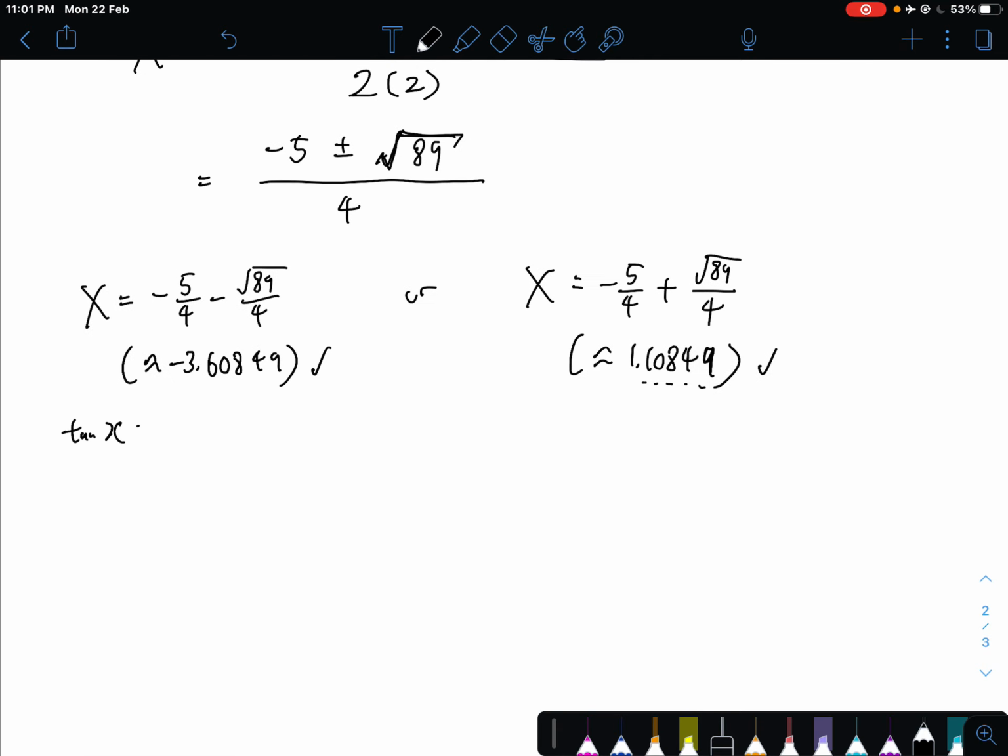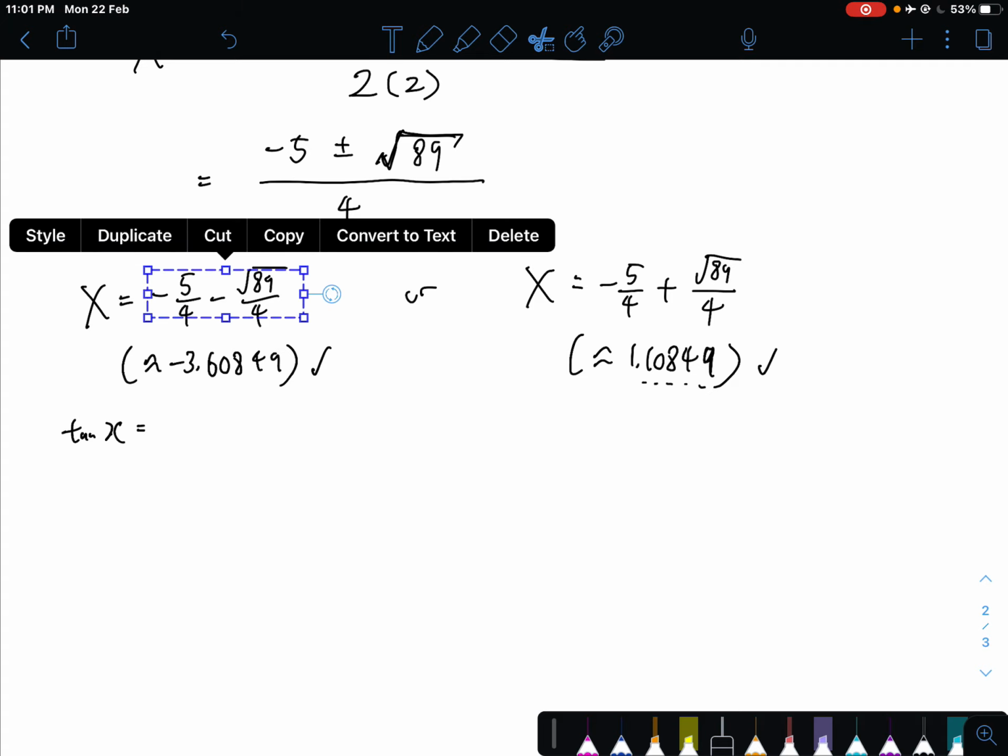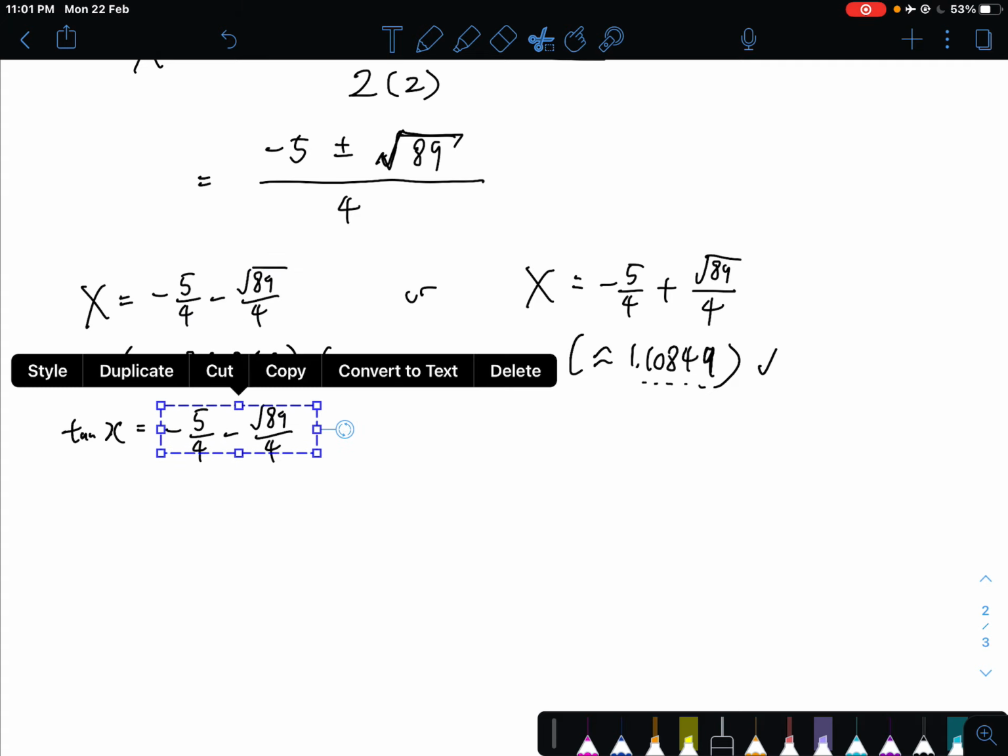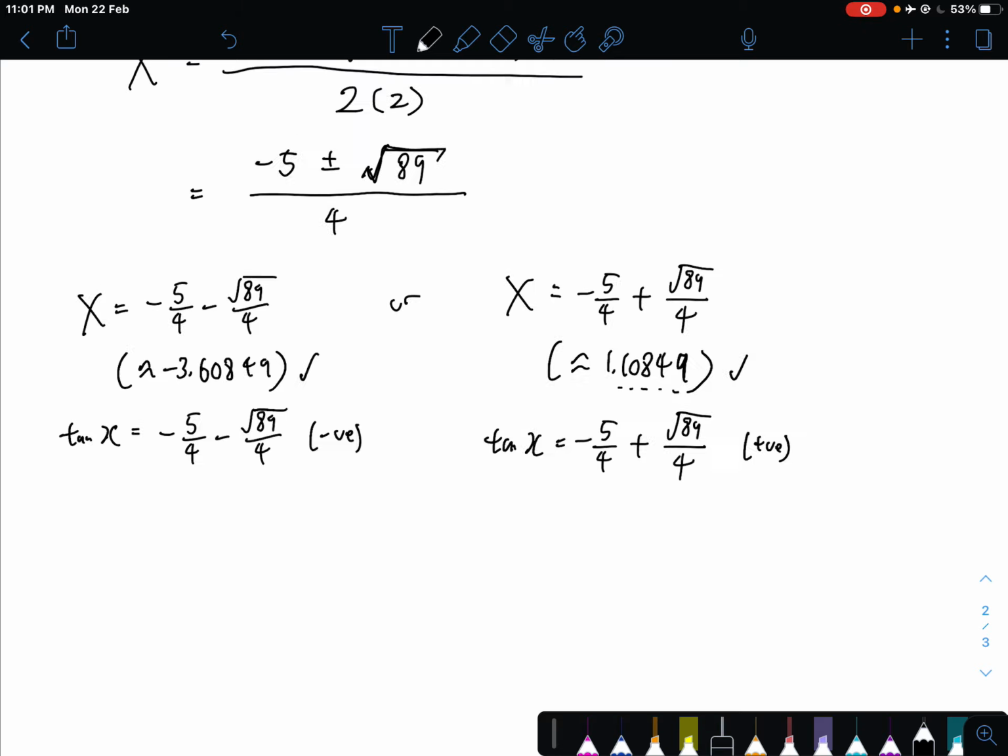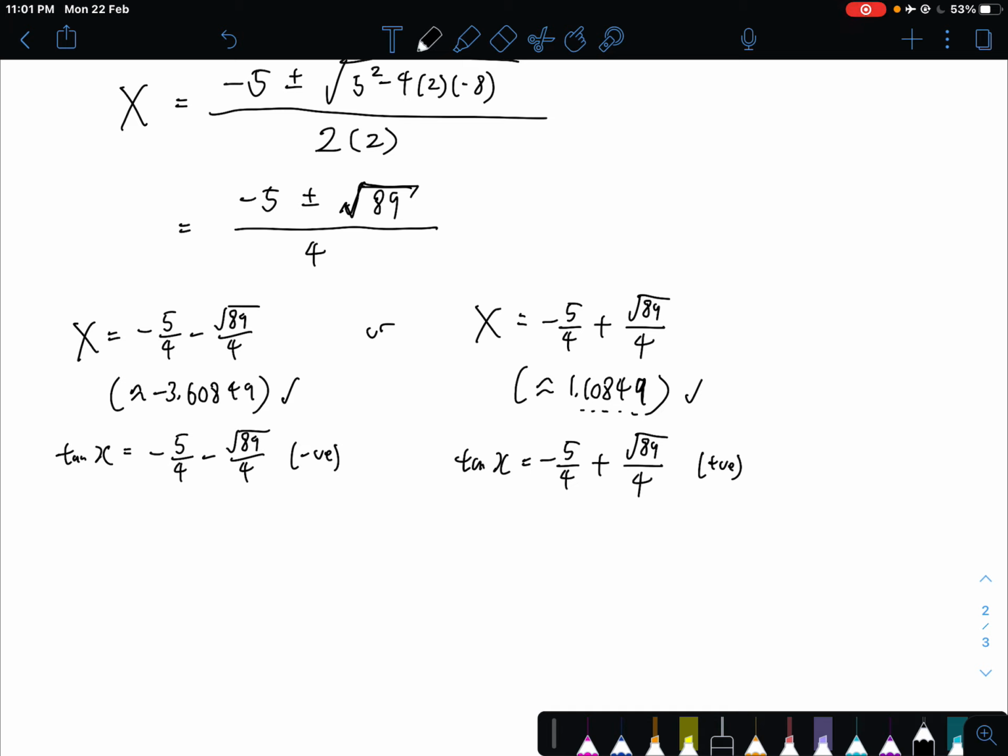So we get tangent of x is equal to this, or tangent of x is equal to that. This guy being negative and this guy being positive. Both are acceptable solutions. Why? Because we are looking at tangent x. Remember, in any sine, cosine, or tangent, you can have both positive and negative values.